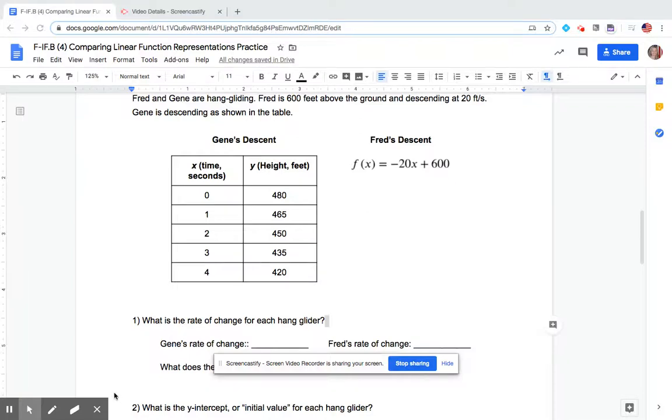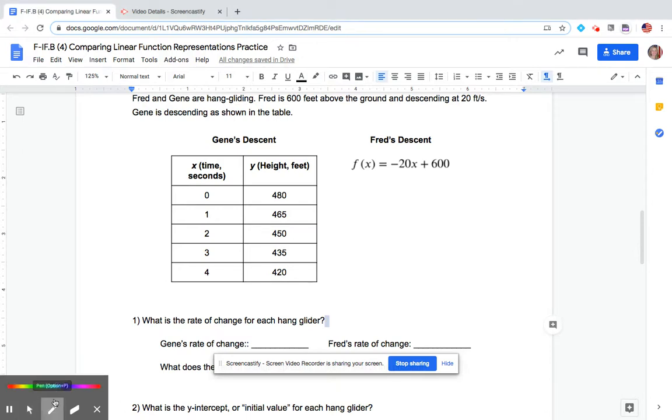In this video lesson, we'll be comparing two linear functions. One of them is given as a table with the title Jean's descent. The other one is an equation called Fred's descent. And the context to the problem says Fred and Jean are hang gliding.